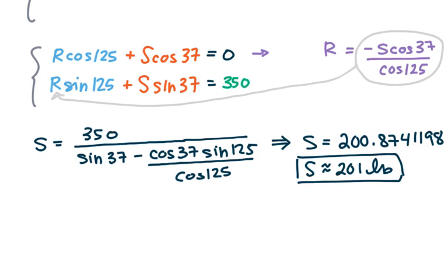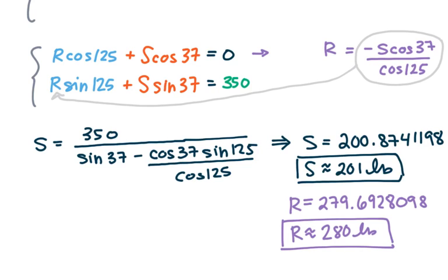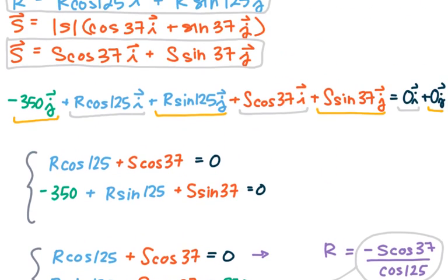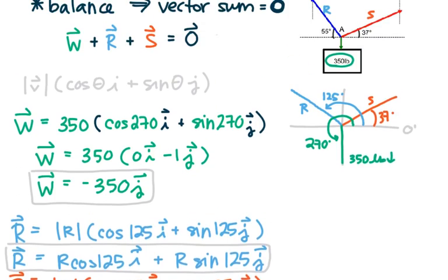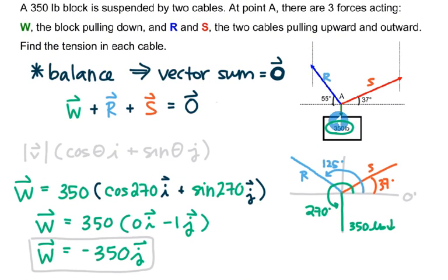How are we going to find the tension in cable R? Well, if we know S, and again, use your exact value to plug it in, we can plug it right into that equation up there. That R is roughly 280 pounds of tension. And that should make sense that the tension on R is far greater than the tension on S, because coming back up to our diagram, most of the weight is under R. S is pulling more to the side, so it's not having to do as much work.